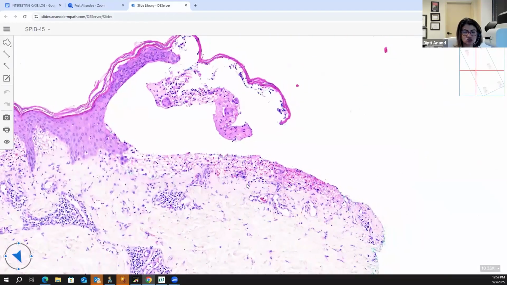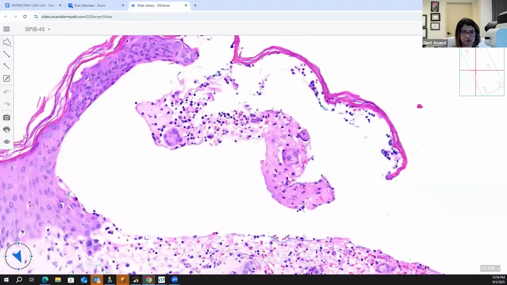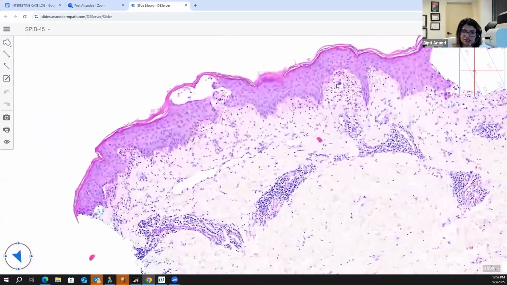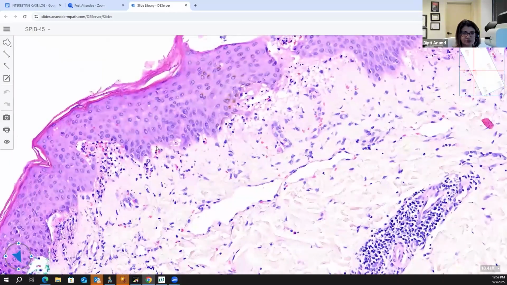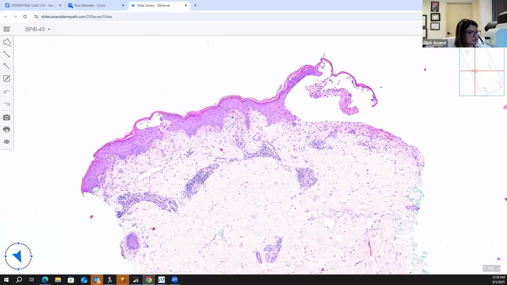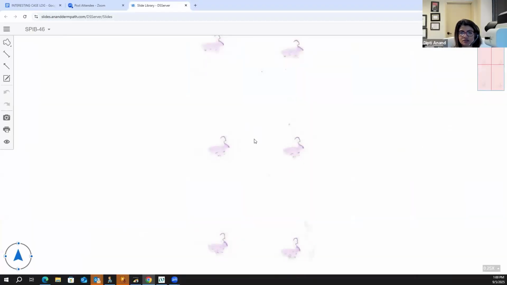If you just had this, you could also think about linear IgA and bullous lupus and chronic bullous dermatosis of childhood. But this finding right in here, wherein you're seeing this dermal papillae being expanded, and especially over here, neutrophils at the tips of the dermal papillae, this would be dermatitis herpetiformis. Is that good? Okay. Go to the next one, which is 46.